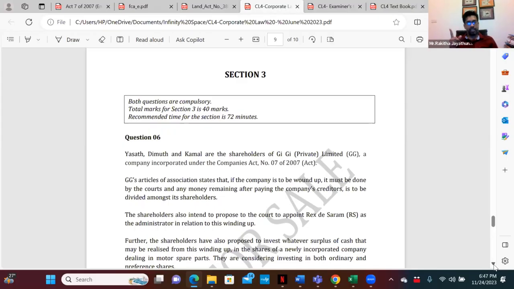So here, question number 6 in section 3 gives me 20 marks. So I can spend 36 minutes to answer this question. To answer all 2 questions in section 3, I can spend 72 minutes, 1 hour and 12 minutes. See whether you can answer within 1 hour. That should be your target. That should be the approach. So see whether you can complete the section 3 questions within a period of 1 hour, right? So that should be the target.